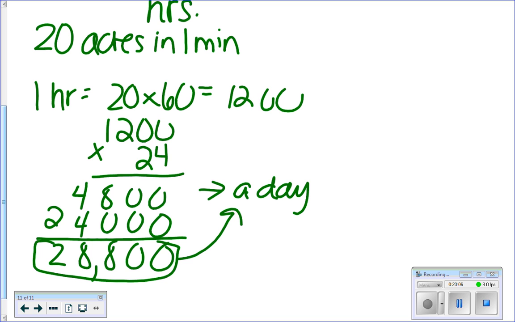Okay, does everybody understand how we took that step by step? See, we had to go through hours. We can't just go from minutes to days. You have to say, okay, how many hours are in a day? How many minutes are in an hour? So you had to use those hours.